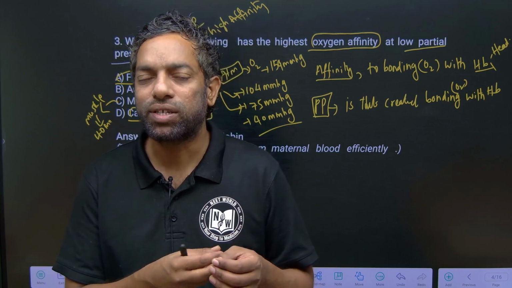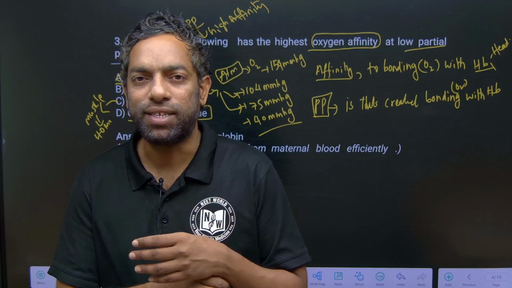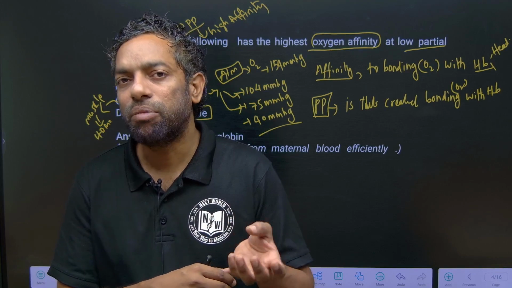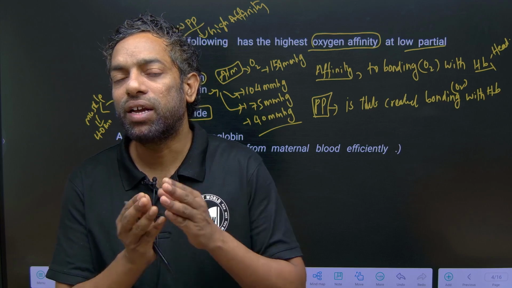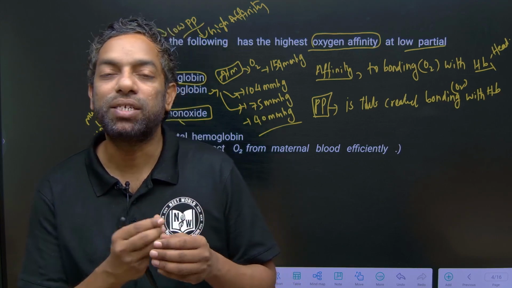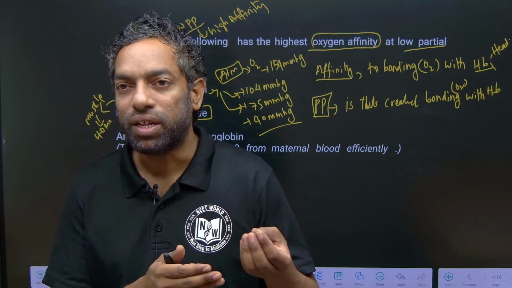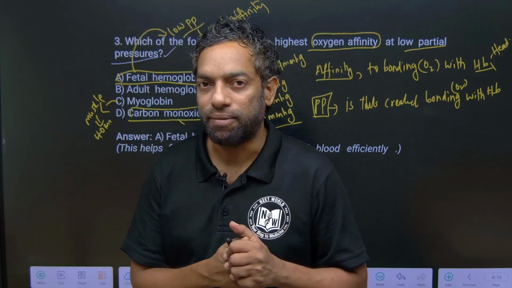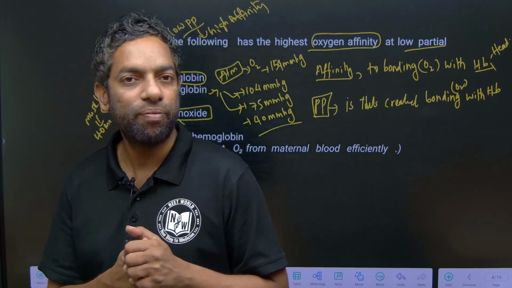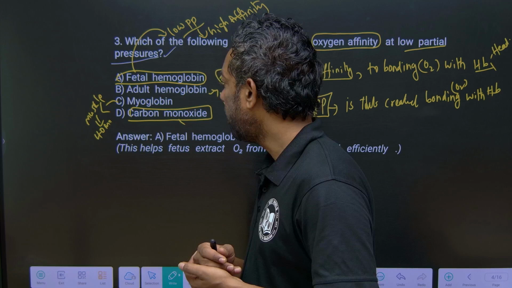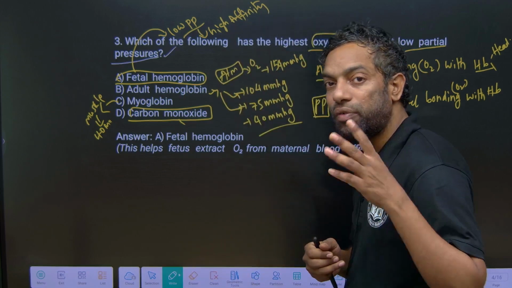They can take oxygen from the mother through the placenta. Even though the partial pressure is low, the affinity of hemoglobin for oxygen is high, because they take oxygen from the mother through the placenta. So the partial pressure is very low and the affinity of oxygen with hemoglobin is high in the fetal. Yeah, this is an innovative question.